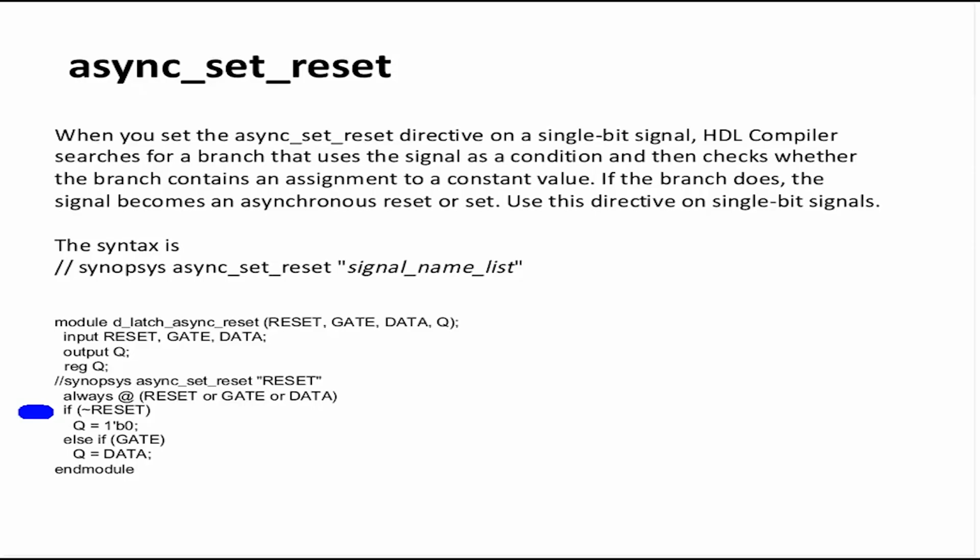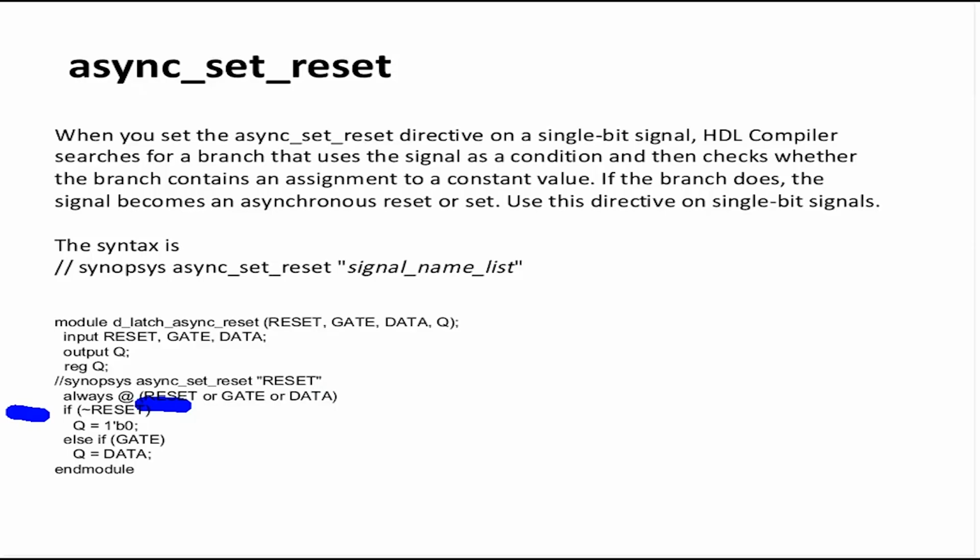You can write the comment like this: // synopsys async_set_reset, and you tell DC that this reset is the one I am talking about. This reset is used here in the always block. It is used in the if statement, and you tell DC that this is the asynchronous signal.